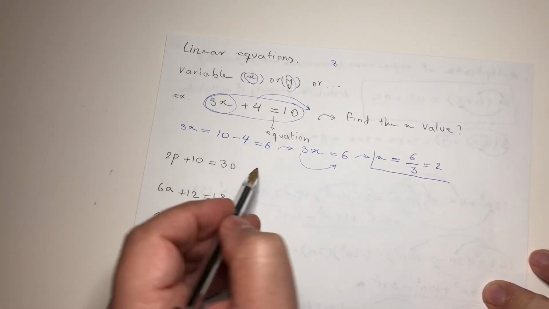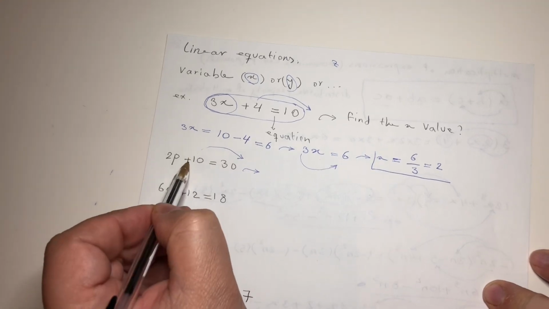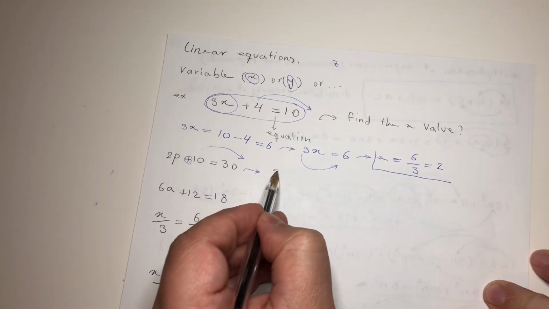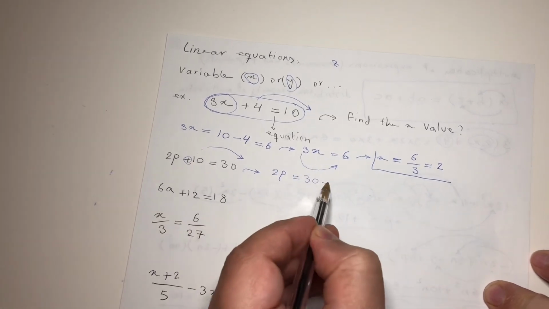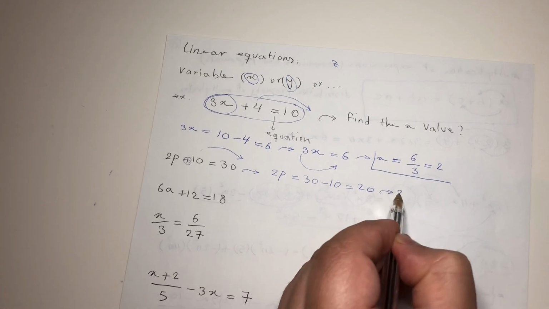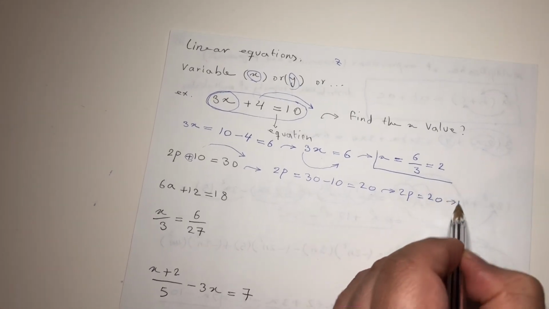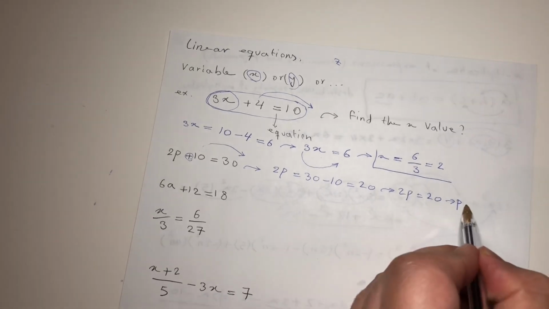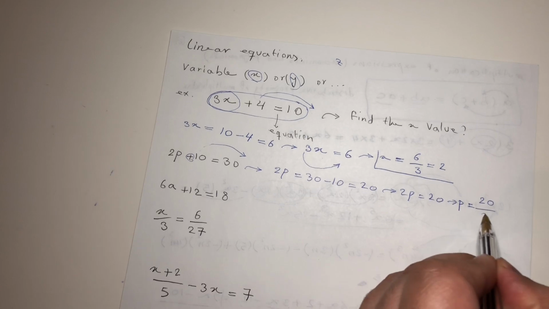Let's do this example. 2p plus 10 is 30. Again, I take 10 to the other side of the equation. Its sign will change if I do that. 2p equals 30 minus 10, or 20, right? So I have 2p is 20. In order to get the p, I have to do what? I have to divide 20 by 2.